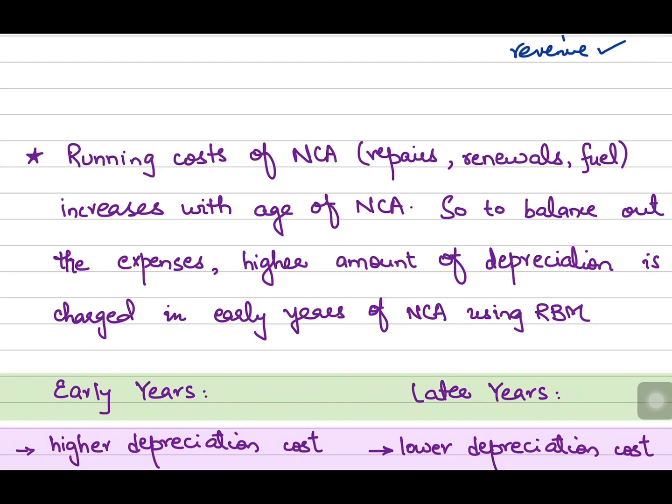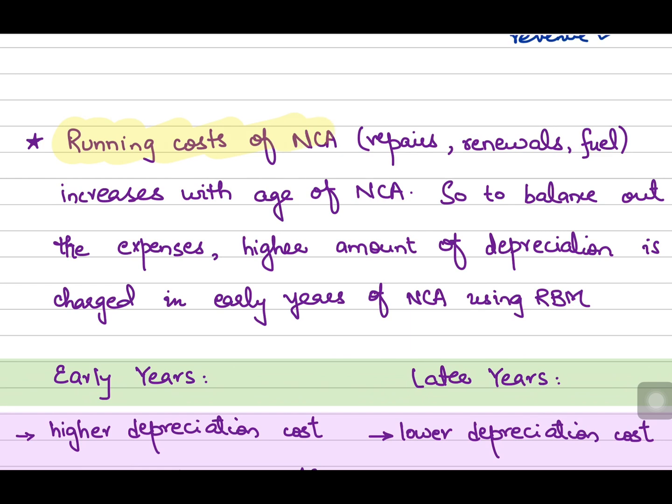In another way, you can also understand this, that the running costs of the non-current assets, let us say repairs and maintenance, renewals, fuel expenditures, increase with the age of the non-current asset, right. So, there are fewer repairs, maintenance charges, and less fuel consumption in the initial years of the non-current asset, as it is a new non-current asset. But it keeps on increasing with every passing year. So, to balance out the expenses, a higher amount of depreciation is charged in the early years and less depreciation is charged in the later years for that non-current asset.